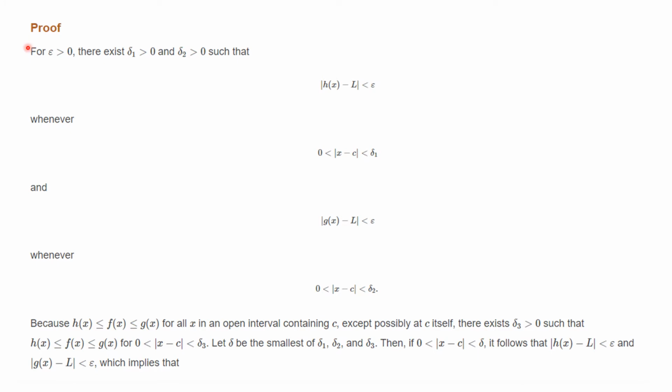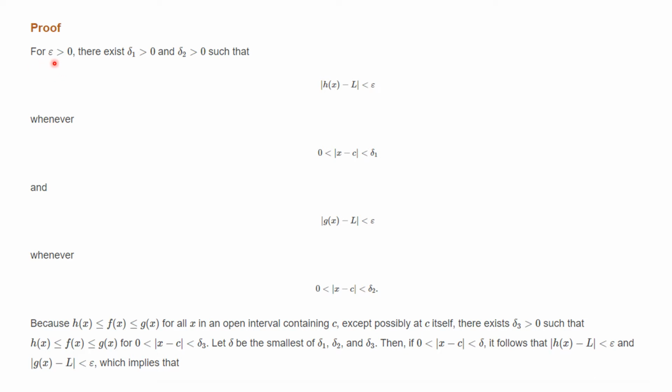So here we go with the proof. Now, by the if part, we assume that the limit as x tends to c of h of x and g of x are both equal to L. So we take epsilon to be greater than 0, and we're going to have to find a delta such that we can use the epsilon delta definition.